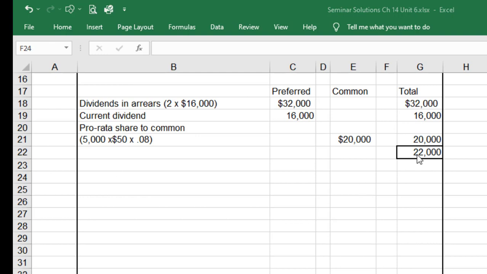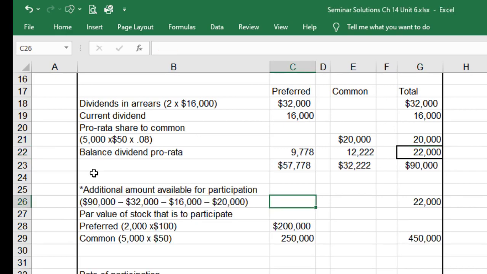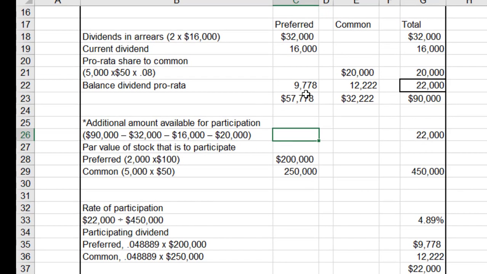That leaves $22,000 that we need to split up between preferred and common stockholders. Remember, the total dividend given was $90,000. $48,000 went to preferred stockholders, $20,000 went to the common stockholders to get them on equal footing as the preferred stockholders. Now we have $22,000 left, and we need to allocate it between the two. We're going to do that based on the par value. So here's how it's going to look, and we're going to walk through this. We're going to split up that $22,000: $9,788 to the preferred stockholders and $12,222 to the common stockholders.